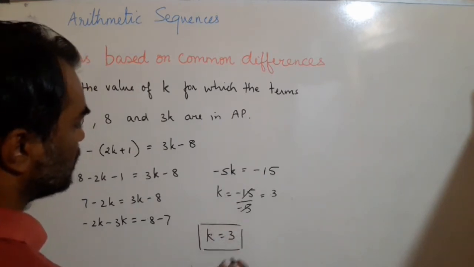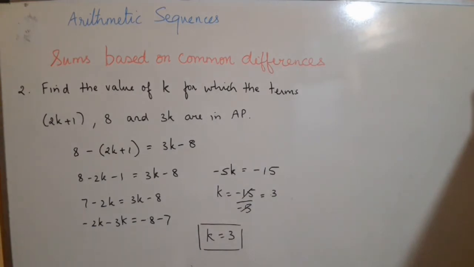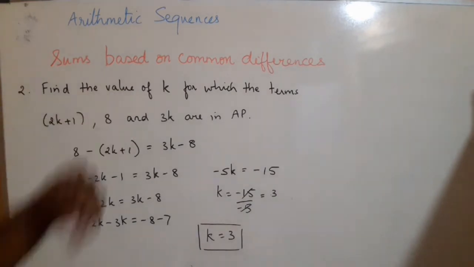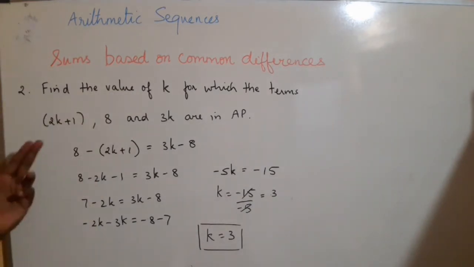This sum is similar to the previous sum, and these are a few types of sums based on common differences where three terms of an AP are given and we have to find the unknown term.